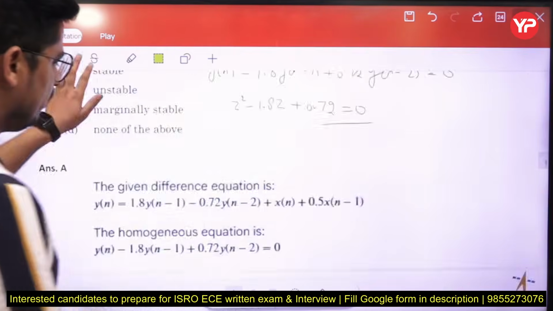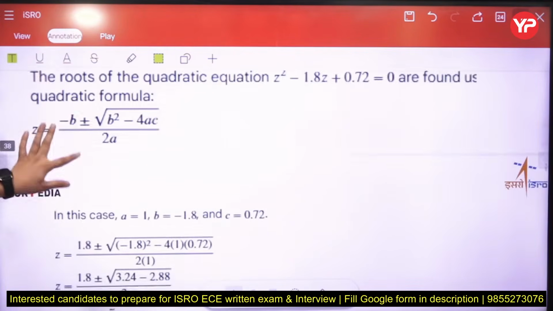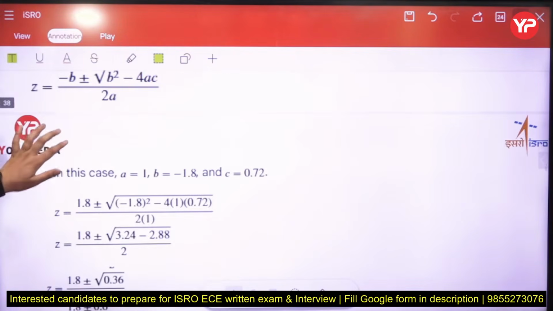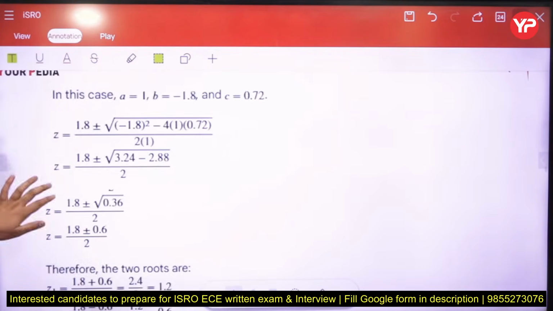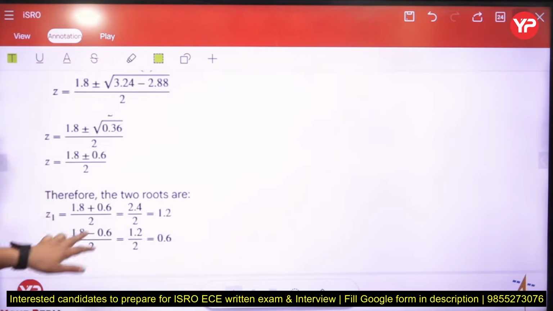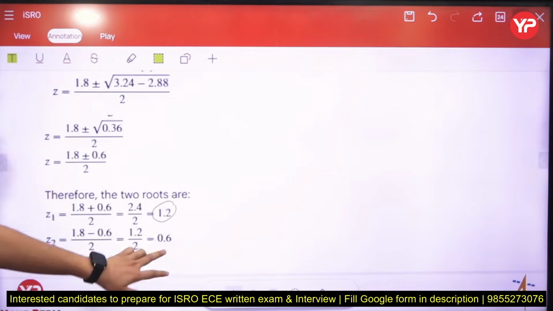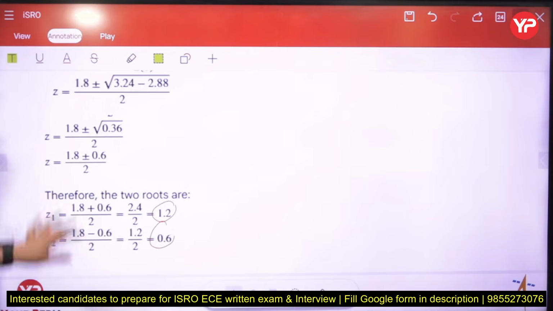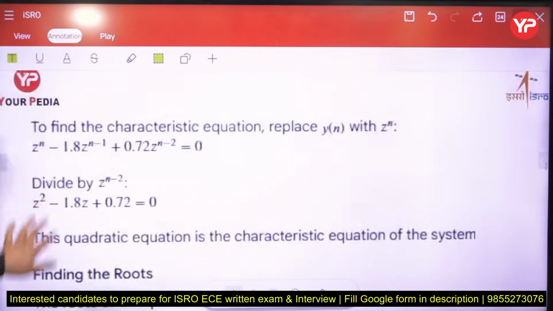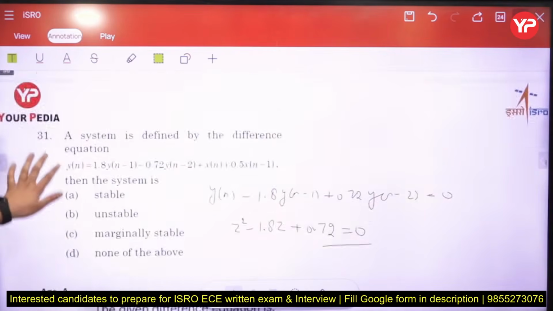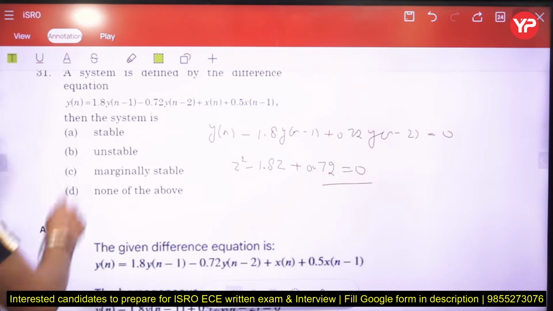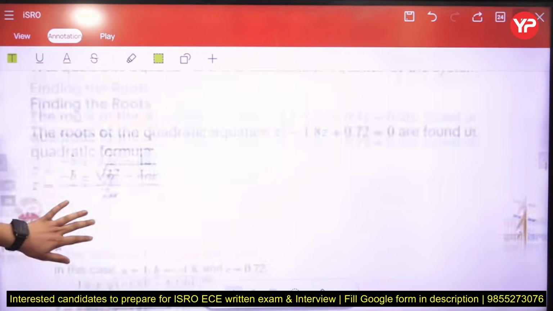Right, when you solve this equation by using this minus b plus minus under root of b square minus 4ac divided by 2a, then it will give you two values, right, like this. That will be 1.2 and 0.6. It means one pole is lying outside the unit circle, that makes this system unstable, right? That is the answer for this question.